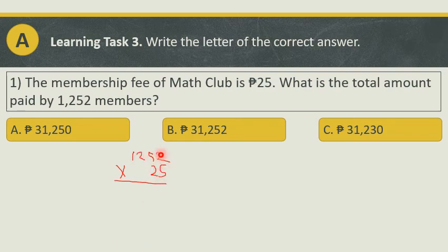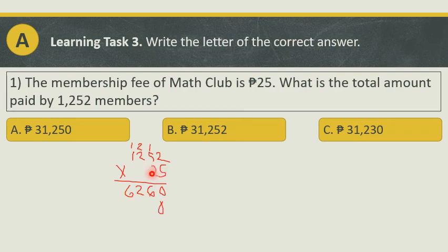Okay, so 5 times 2 is 10. So, carry 1. 5 times 5 is 25 plus 1 is 26. So, carry 2. 5 times 2 is 10 plus 2 is 12. Carry 1. 5 times 1 is 5 plus 1 is 6. And then, lagay tayo ng 0 dito sa ilalim.